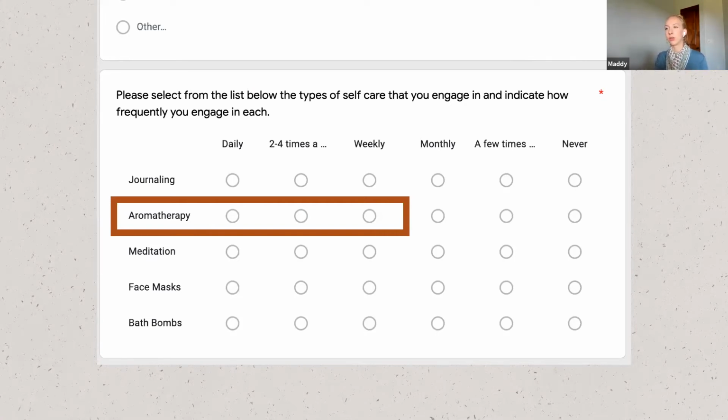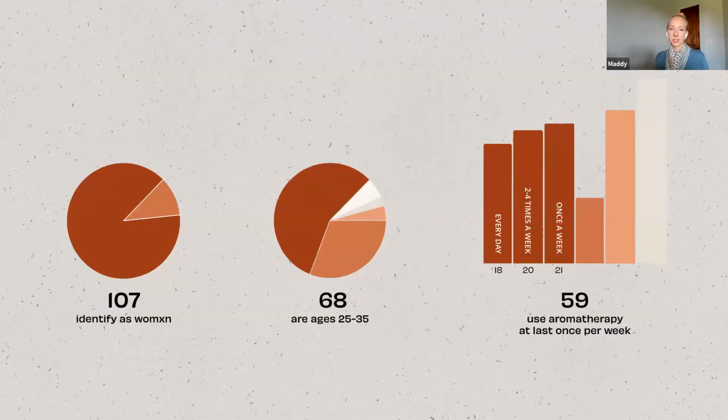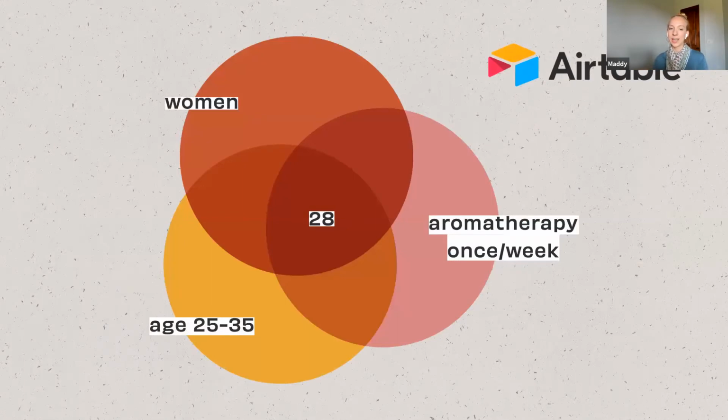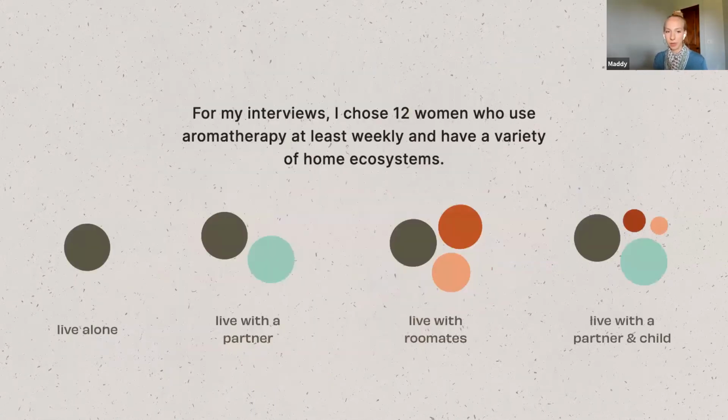So I only chose people who filled out that they use aromatherapy daily, 2 to 4 times a week, and weekly. And just as a little bit of background for my results, there were 120 total responses. 107 were women, 68 were ages 25 to 35, and 59 of them used aromatherapy at least weekly. So when I put all those together, I had 28 people to choose from who met all three of those criteria. And I interviewed 12 women who use aromatherapy at least weekly and live in a variety of ecosystems. And I chose this grouping because I wanted to understand how environment and specifically who you live with might affect how you use aromatherapy.